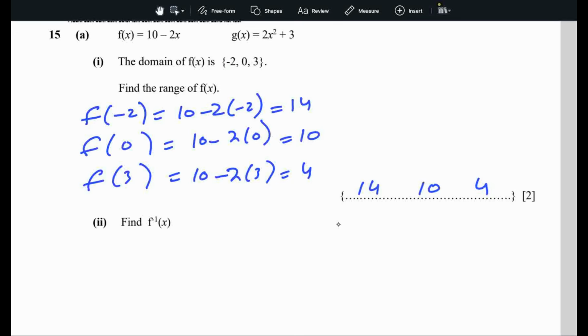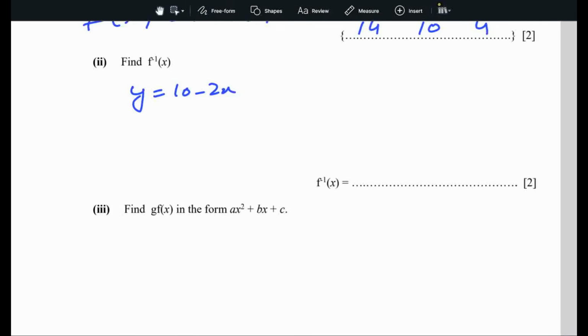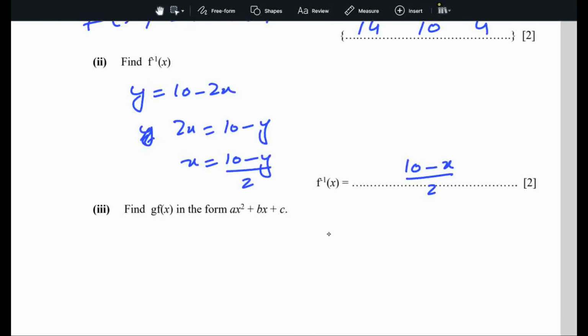Let's move to the B part. Find f inverse of x. So y is equals to 10 minus 2x. So here 2x is equals to 10 minus y. So x will be equals to 10 minus y divided by 2. So f inverse of x will be equals to 10 minus x divided by 2.